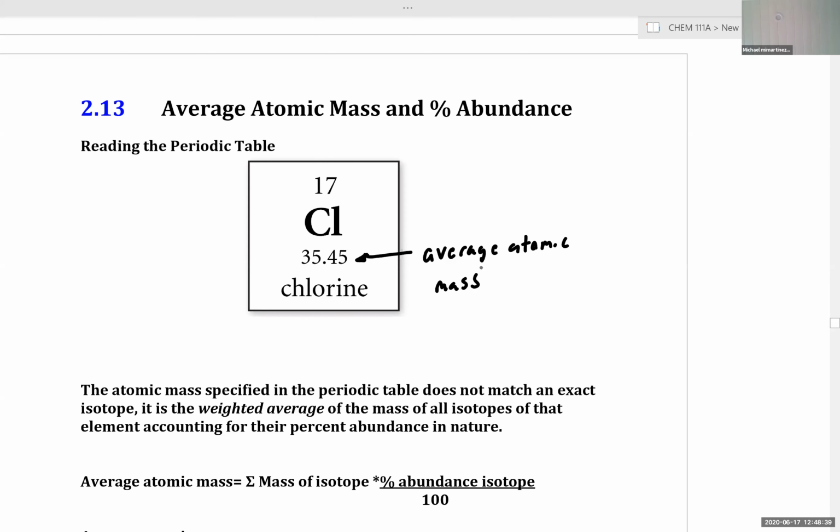Now, the mass in the periodic table does not match an exact isotope. It's not the mass of any given isotope. It is the weighted average of the mass of all isotopes, accounting for the percent abundance of each isotope of that element in nature.